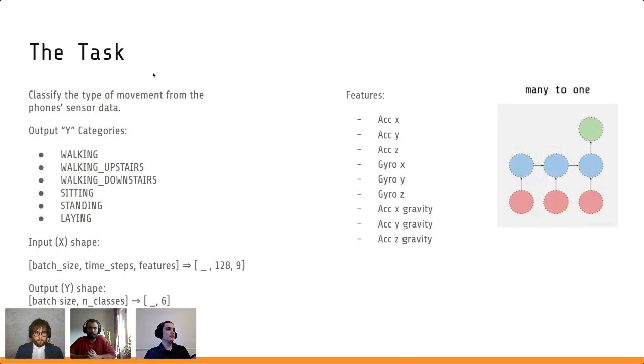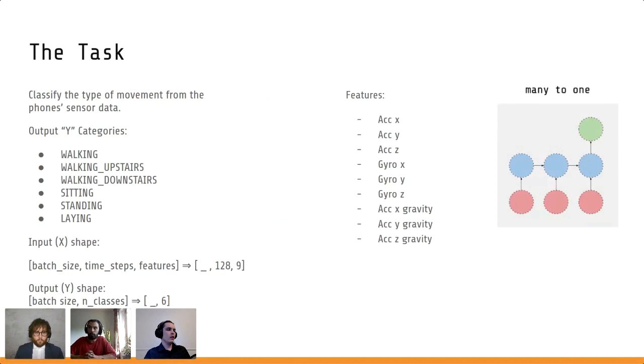So the task at hand, we're going to be looking at the human activity recognition data set, where we want to classify the type of movement from phone sensor data. So we're going to have 9 feature dimensions from the gyroscope and the accelerometer.